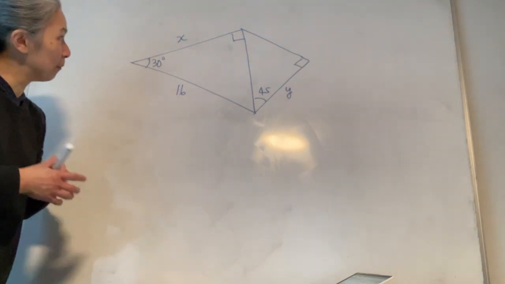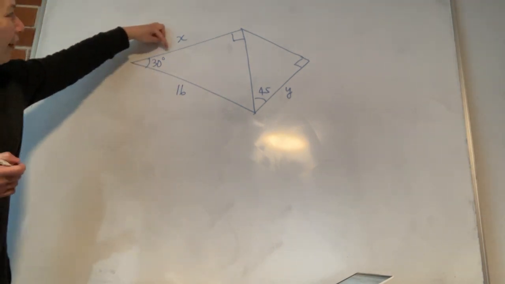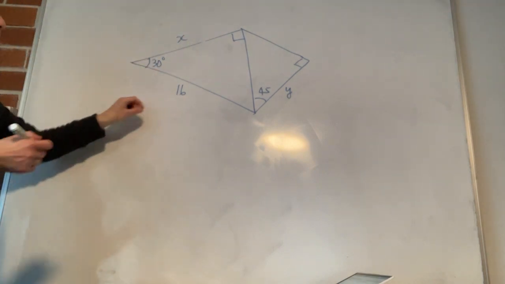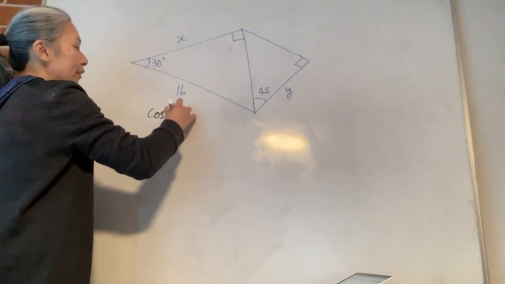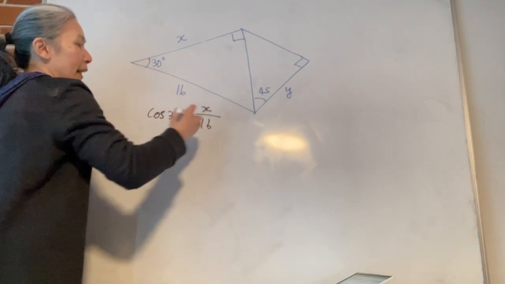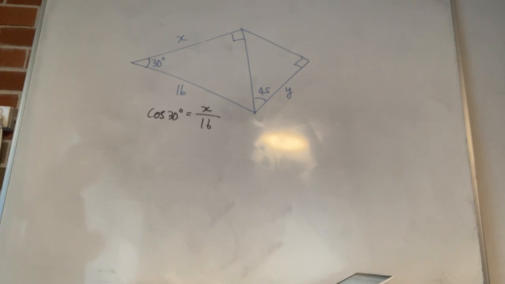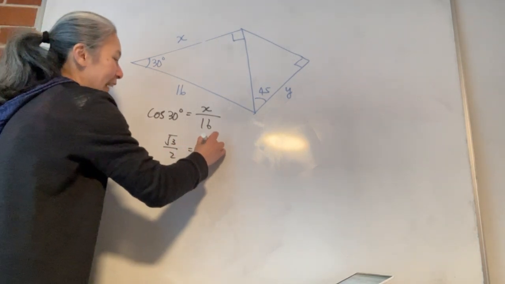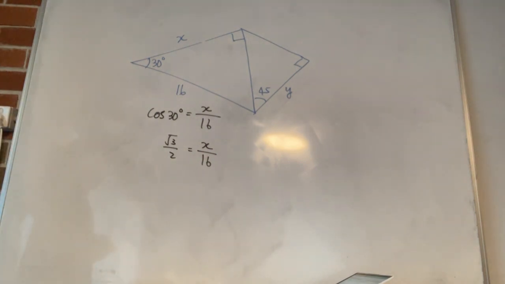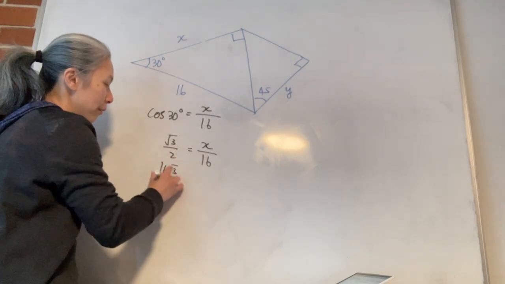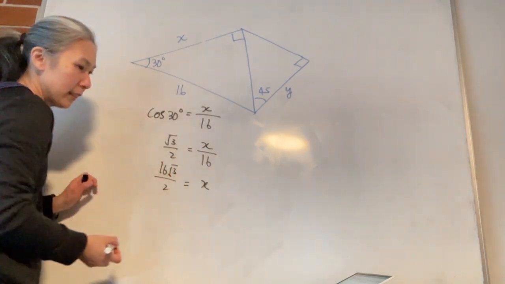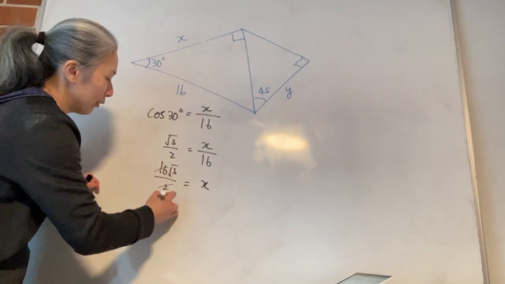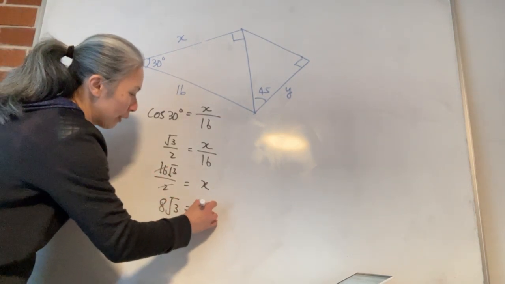Sine, cos, or tan? This is your cos, because this is your adjacent, this is your hypotenuse. So write it down straight away. Cos 30 degree equals adjacent over hypotenuse. And you know cos 30 is going to be? Yes, root 3 over 2 equal to x on 16. If you want to find the x, times the 16 to the left hand side. So you are going to have 16 root 3 on 2 equal to x. And therefore cross it out. So you are going to have 8 root 3 equal to x.